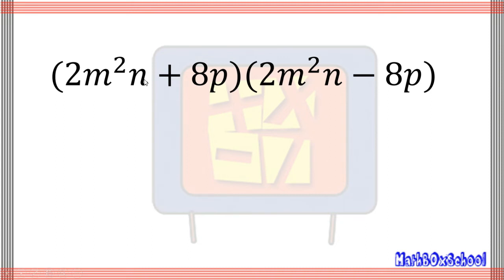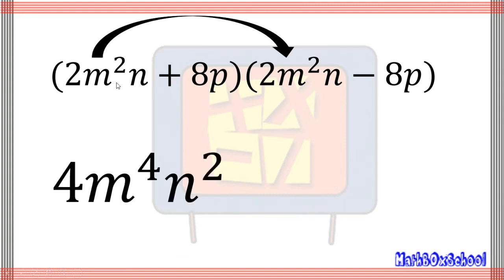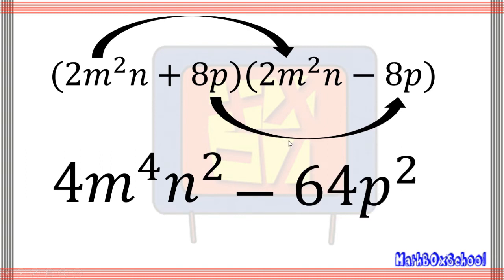So all you need to do is just multiply the first term by the first term. So 2m squared n times 2m squared n. So the answer will be 4m to the fourth power n squared minus, multiply the second term, we have 8p times 8p, that is 64p squared. So the final answer will be 4m to the fourth power n squared minus 64p squared.